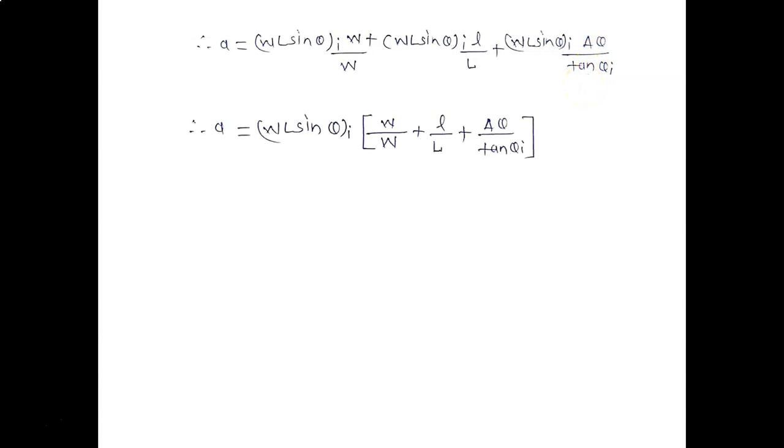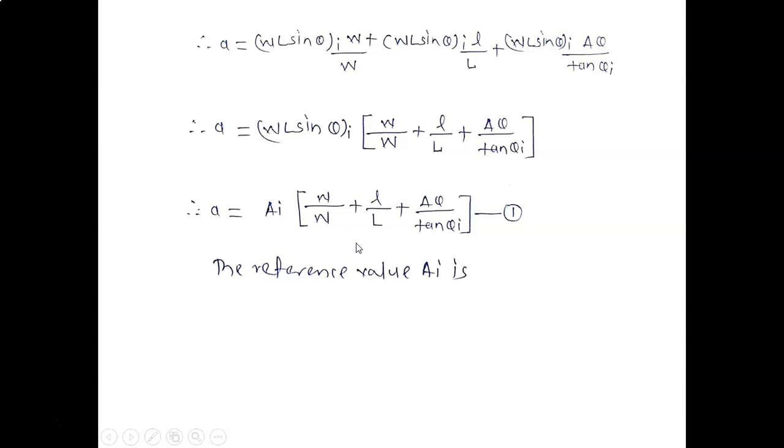Therefore, small a is equal to wl sin theta, which we take common at the point I. Therefore, wl sin theta at the point I into bracket small w upon capital W plus small l upon capital L plus delta theta upon tan of theta I. Which is equal to small a is equal to Ai, because this is the area of the parallelogram, Ai into small w upon capital W plus small l upon capital L plus delta theta upon tan of theta I, equation 1. Therefore, we will substitute the values of small w, small l, delta theta, W, L and theta I.